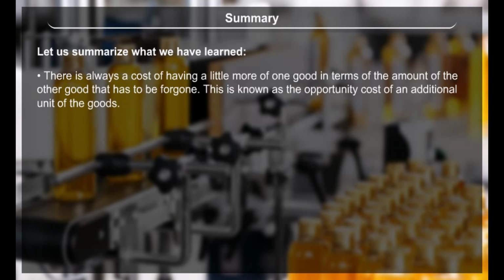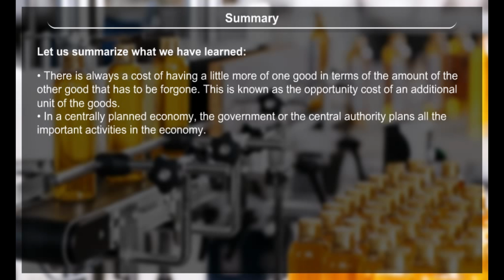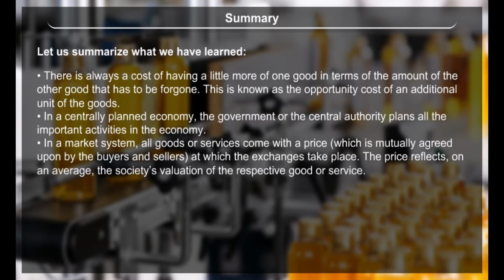There is always a cost of having a little more of one good, in terms of the amount of the other goods that has to be foregone. This is known as the opportunity cost of an additional unit of the good. In a centrally planned economy, the government or the central authority plans all the important activities in the economy. In a market system, all goods or services come with a price, which is mutually agreed upon by the buyers and sellers, at which the exchanges take place. The price reflects, on average, the society's valuation of the respective good or service.